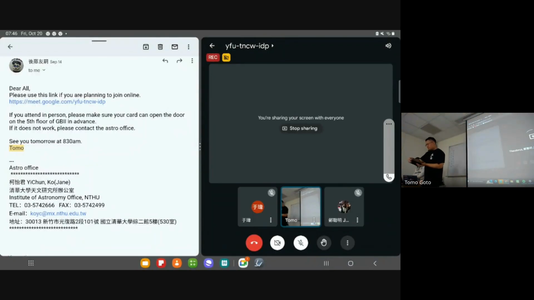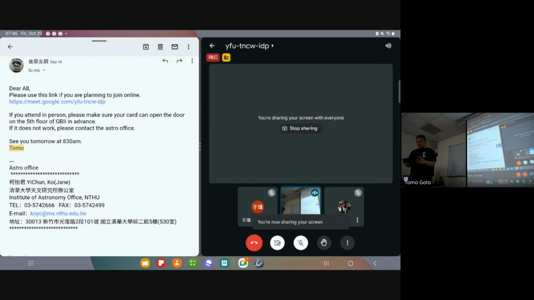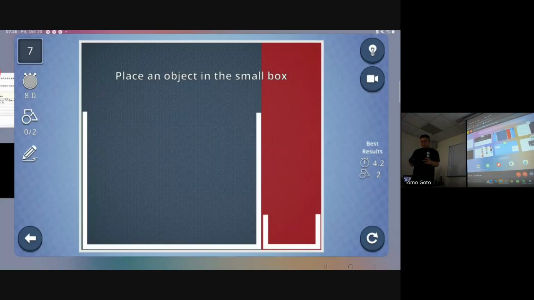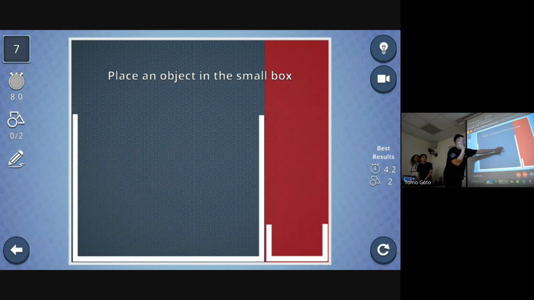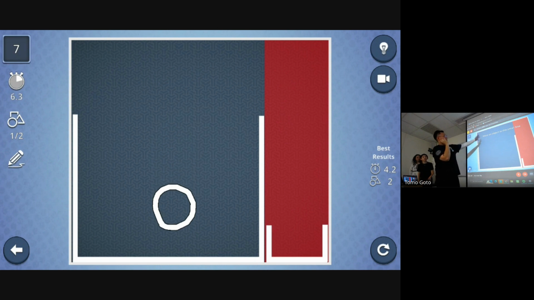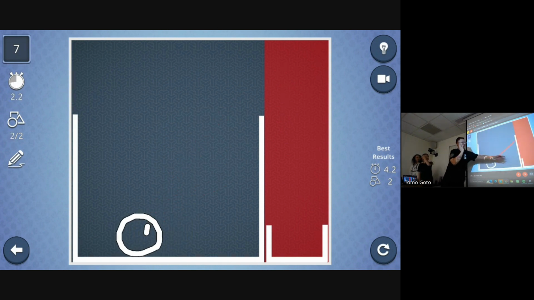So what's the name of the game? It's Bring It On. Like a word game. Okay, so what should I do? Objects in a small box. Yeah, you draw objects in this part. Okay. And then you need to move the object into the right part. You need to put something in the red part.